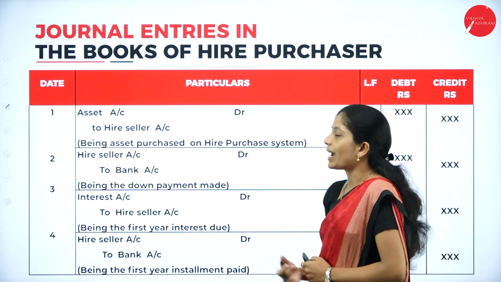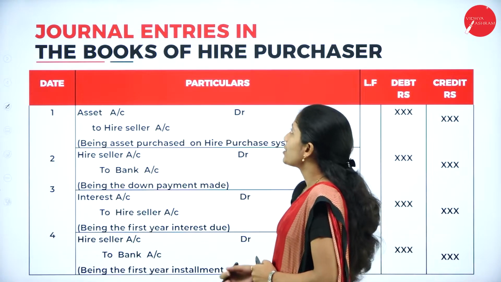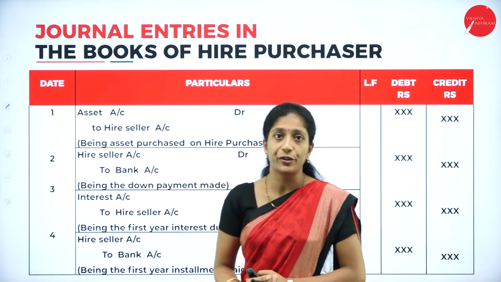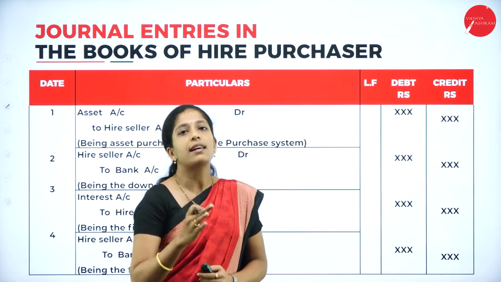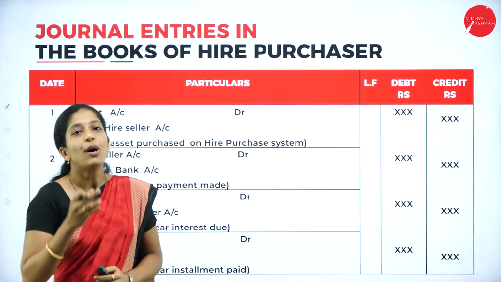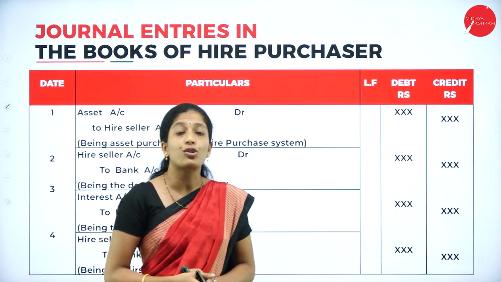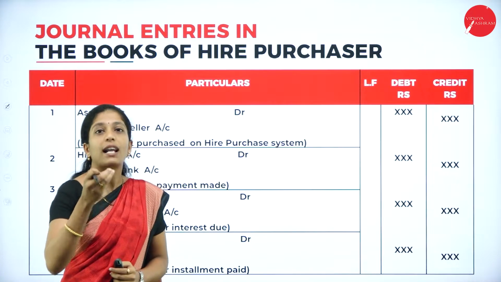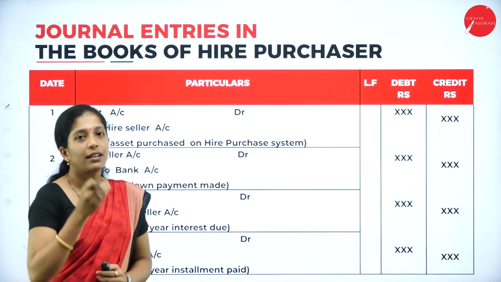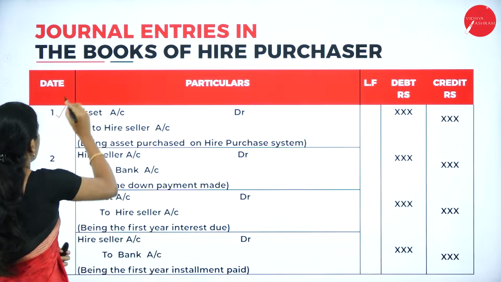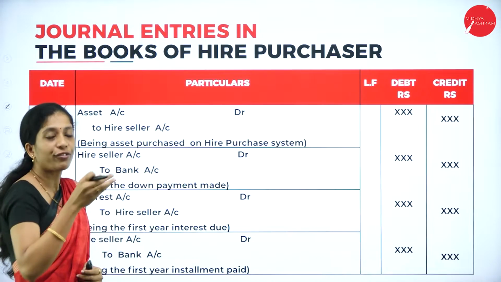Now go through the format here. This is journal entries in the books of hire purchaser. I have told you there are two parties, hire seller as well as hire purchaser. Today we are going to prepare journal entries in the books of hire purchaser. Now think yourself that you are a hire purchaser. Now what is your first entry? That is on the date of receiving the goods.